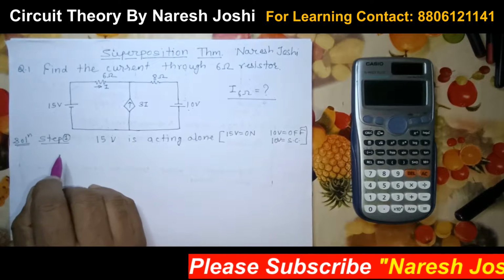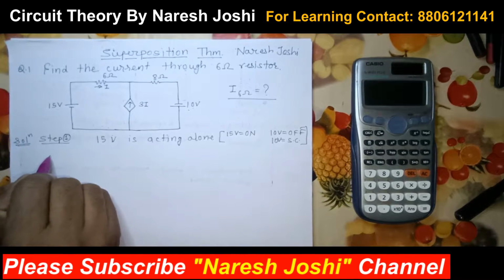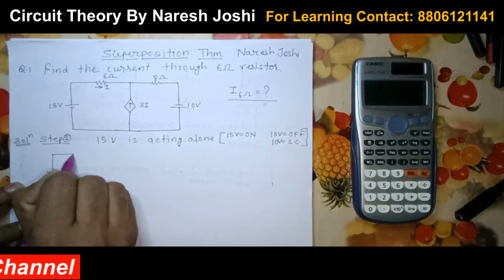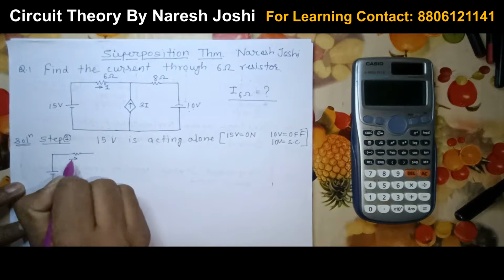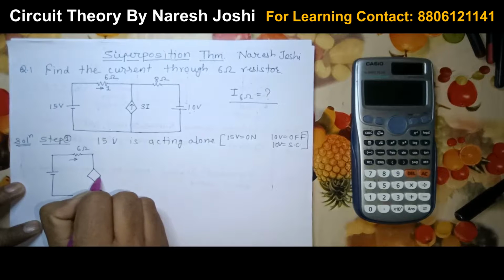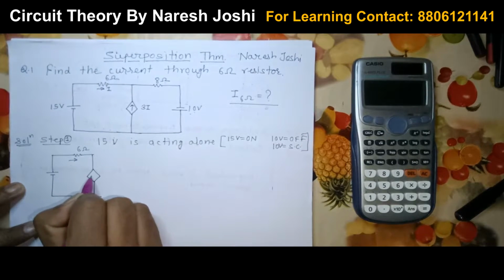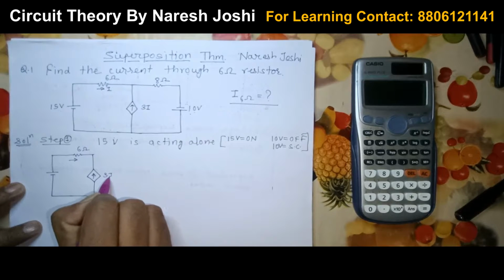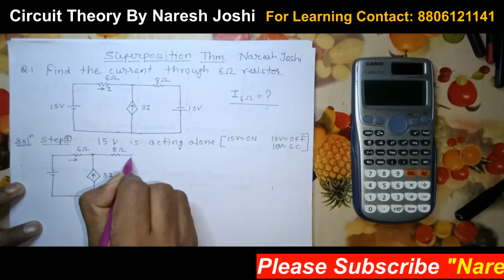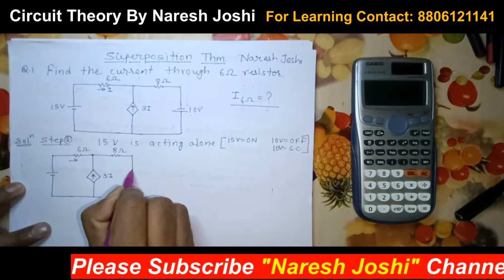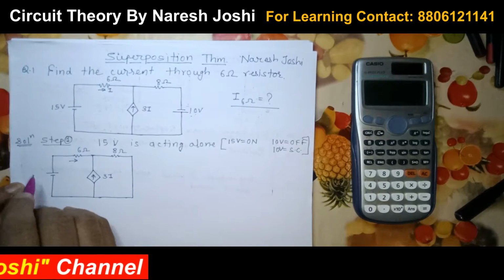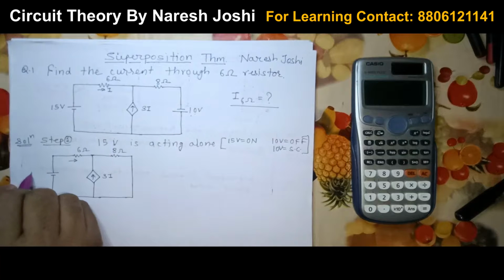So again we have to redraw the circuit diagram. It consumes much time to draw this circuit diagram. So this is the 3i, this is the 8 ohm, and here it is the short circuit. Simple, I have drawn one line, and it is considered a short circuit. And this is the 15 volt.